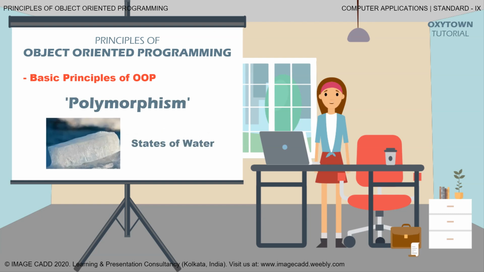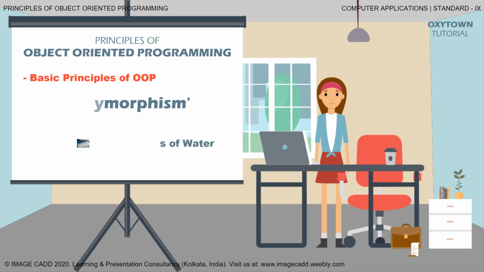Third, polymorphism. Polymorphism is the process of using a function or method for more than one purpose. This is done through function overloading. For example, water below 0 degrees Celsius turns to ice, whereas above 100 degrees Celsius vaporizes as steam. This shows how water behaves differently in different situations.